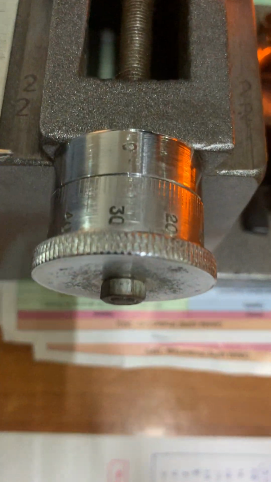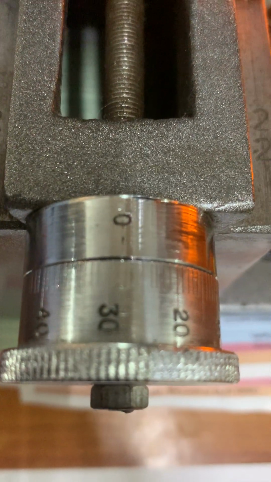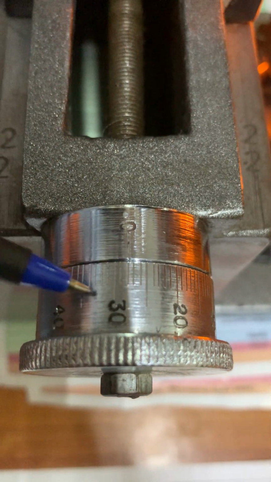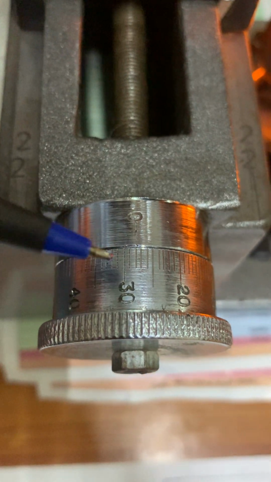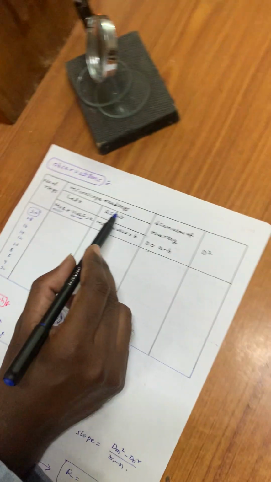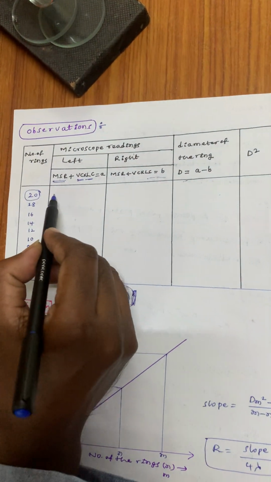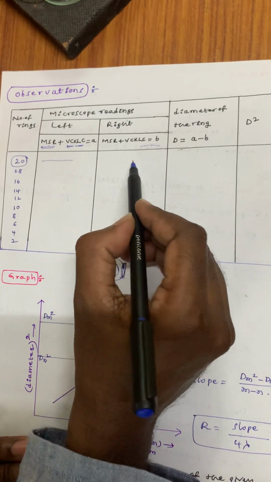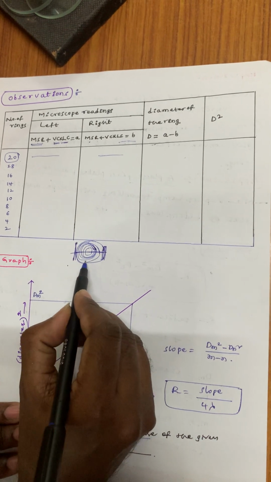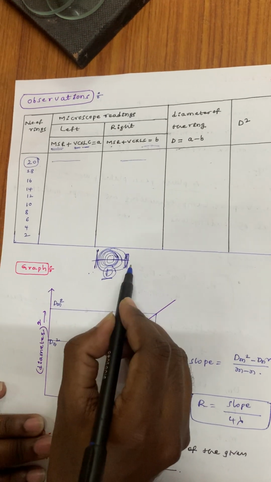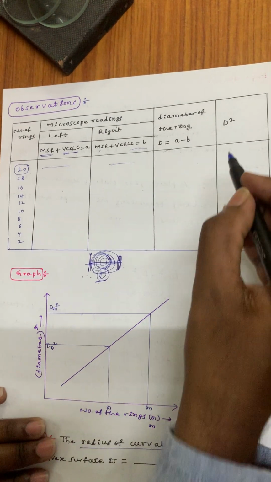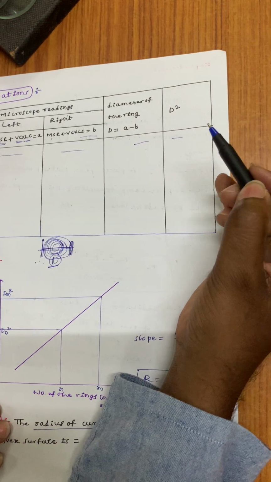Here you have to see exactly this horizontal line. The zero line is coincident with this. This is the head scale reading, that is the vernier coincidence. You multiply that vernier coincidence with the least count, and you get the right side reading. Now the left side reading and the right side reading of the 20th ring, you subtract these two readings, and you get the diameter of the 20th ring. After getting the diameter, you have to take the diameter square.